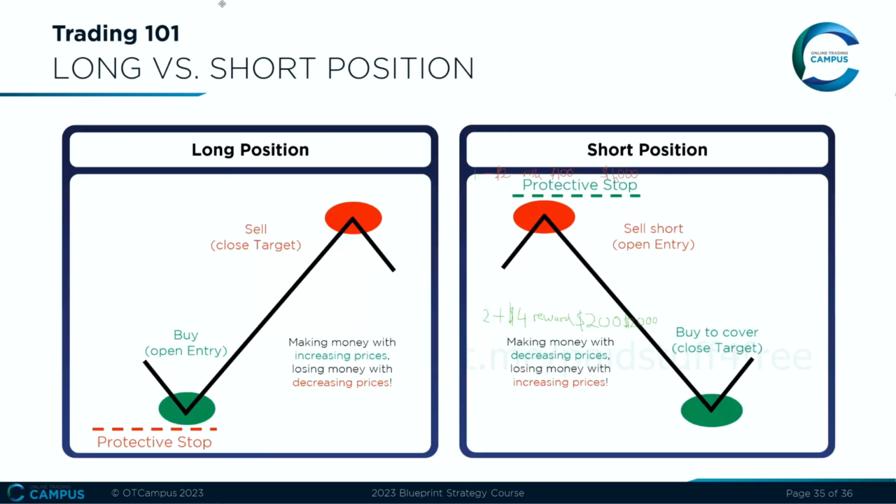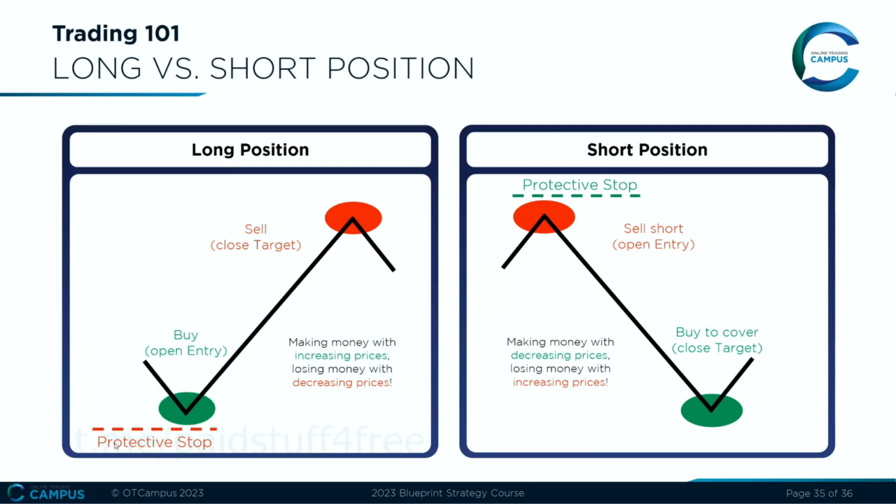Here you can see that wrapped up again. I need to remove the drawings. Here you see the summary of long versus short wrapped up in one window. Buying is making money with increasing prices, and we're losing money with decreasing prices, of course, right? So our entries are buying entries. We're opening trades in buying and we're closing trades in selling, right?